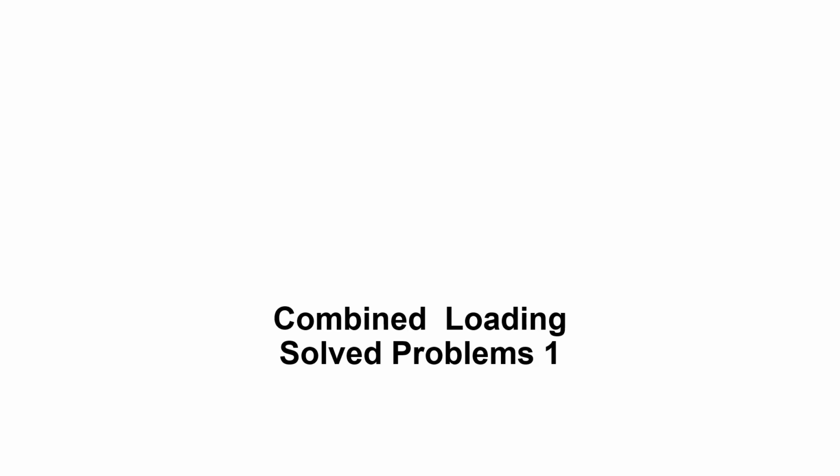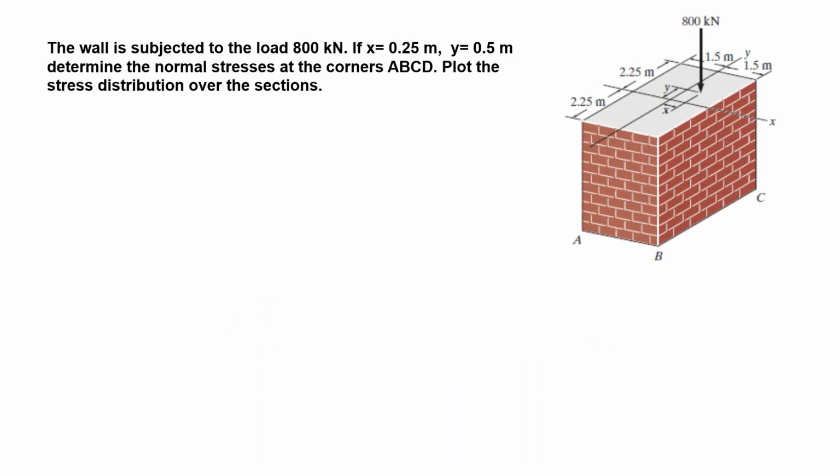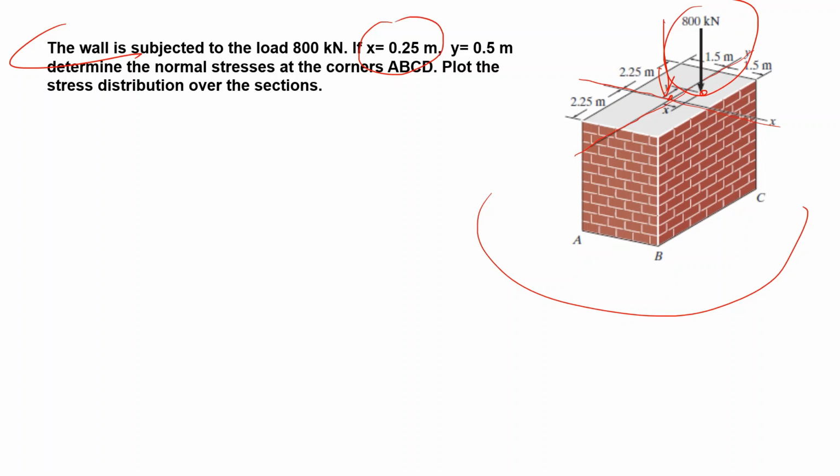In this video, we're going to solve combined loading problems. In the first problem, we have a wall and a load of 800 kilonewton is acting. As you see, it's not acting on the centroid. It has distances from the y and x axis, given as x = 0.25 and y = 0.5. The question is, determine the normal stresses at the corners A, B, C, and D.